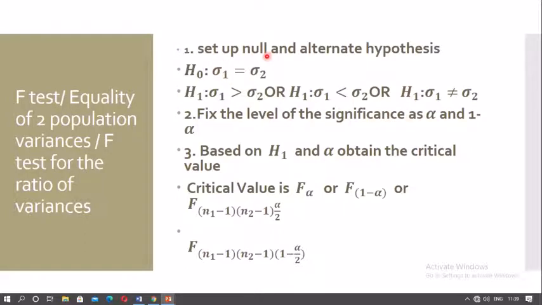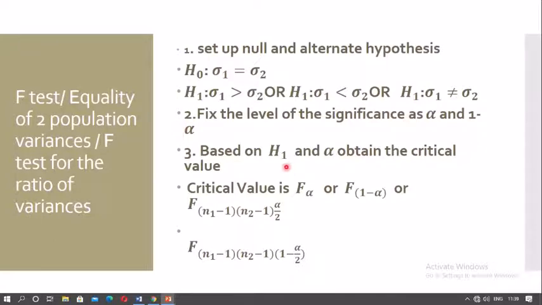While setting up a null hypothesis, students usually make a mistake, thinking that this is something related to the mean. No. The null hypothesis is nothing but sigma 1 is equal to sigma 2, and the corresponding alternative hypotheses are given as follows. Then you have to fix a level of significance, that is alpha, and again you have to fix another significance level, called 1 minus alpha.